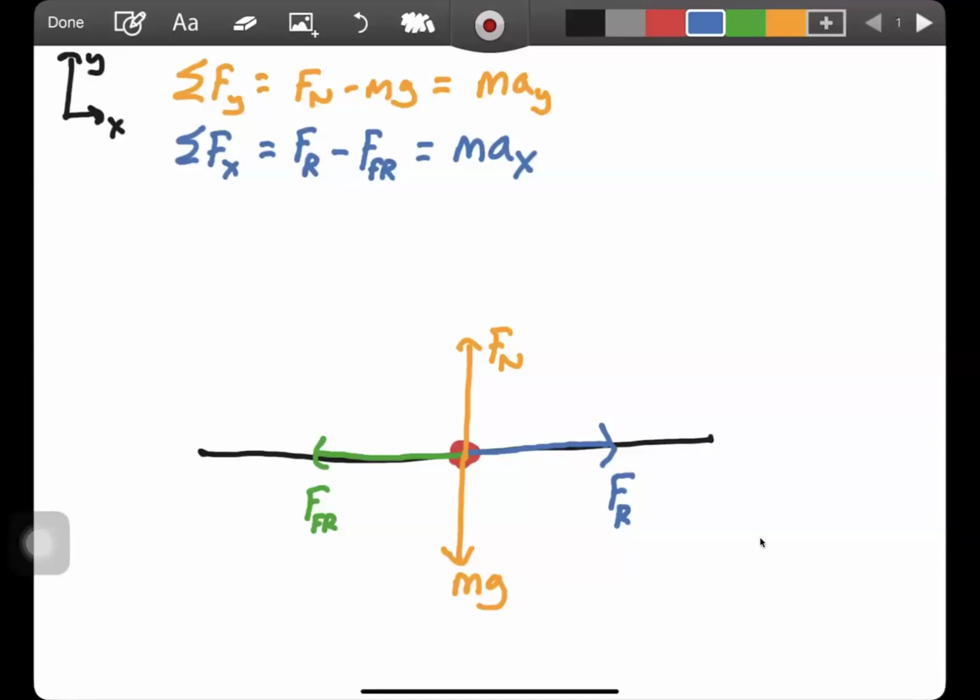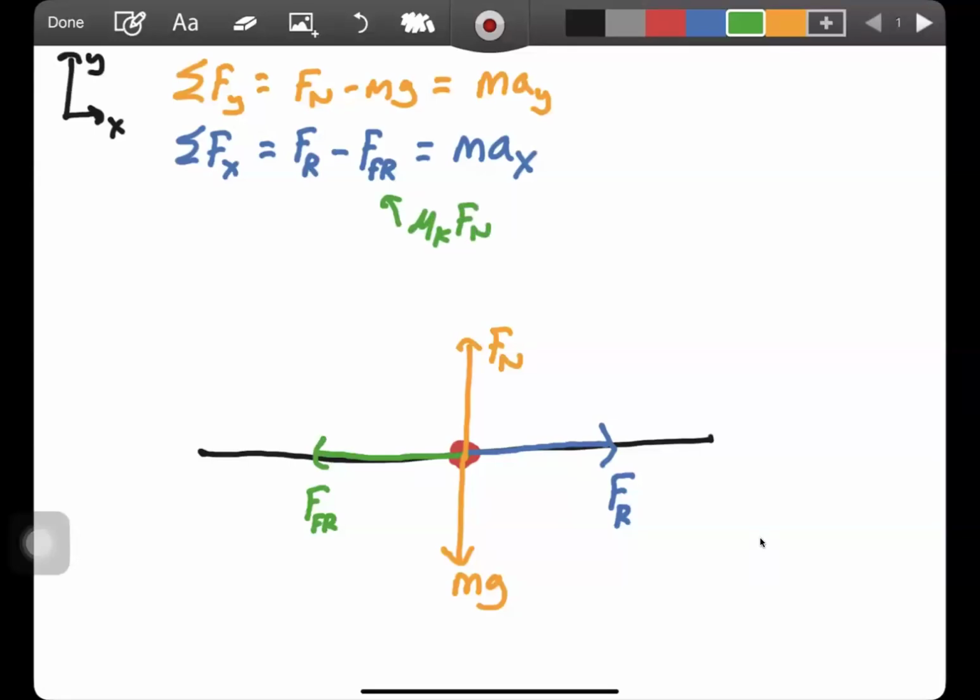And so, for example, I can unpack this blue equation some more because we know that when it comes to kinetic friction, so this term right here, we know that that is equal to the coefficient of kinetic friction, I'm going to call it mu k, multiplied by the normal force.